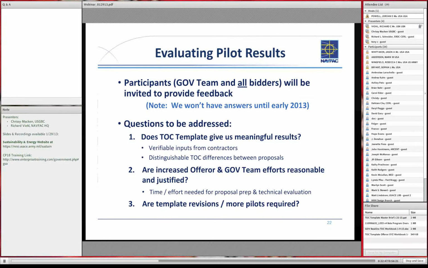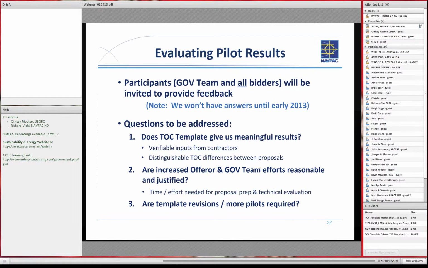And we are going through an exhaustive review to try to make sure we've got something that is giving us meaningful results, that we can verify what we're getting from the contractors, that the efforts that are involved in both the government team and the contractors is reasonable and justified, and whether more revisions and more pilots are required. On that second one, are the efforts reasonable? We've got the initial feedback from the government team on that first Norfolk pilot, but we don't have it back from the bidders yet. And we fully intend to go back to all of the bidders on that project, including the losing bidders, and get their honest feedback.